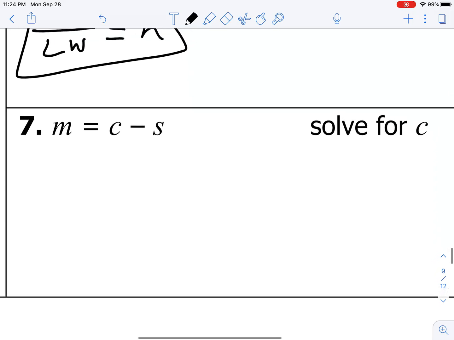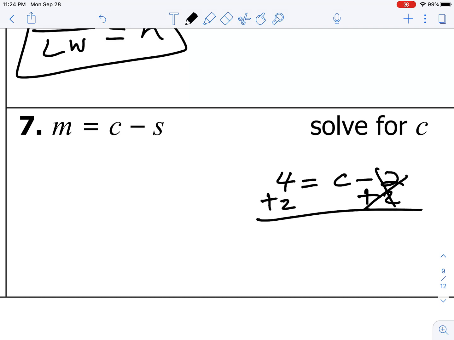Easier one on this one, number 7. So M equals C minus S. All right? If I showed you a problem like this, if I said 4 equals C minus 2, all of you would know how to do this. You would say, well, Coach Baldwin, you would add 2 over to the other side, and then you would get 6. All right? Well, it's not really any different over here.